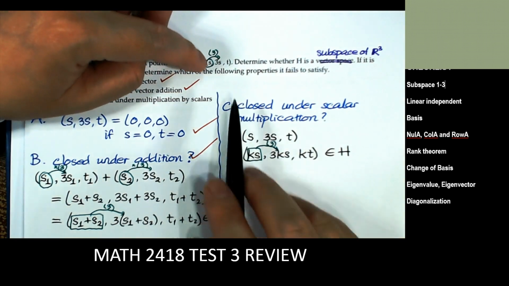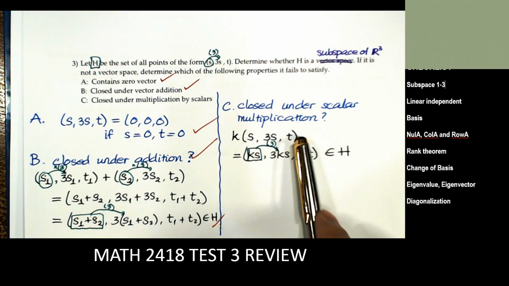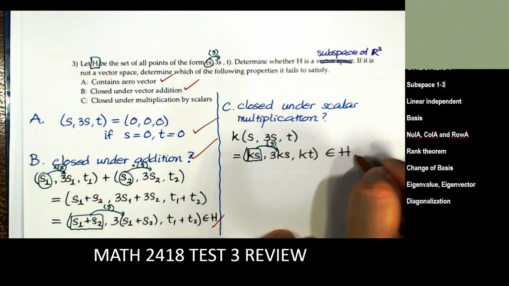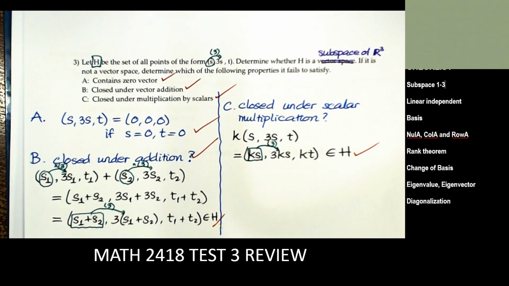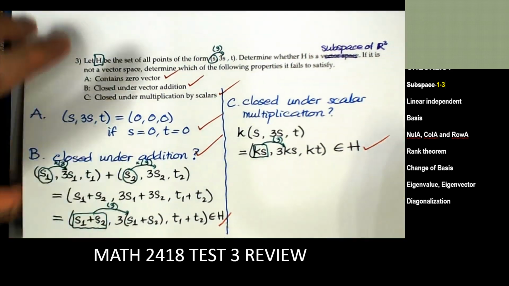So any vector that has the property that the second component is 3 times the first component is in H. So we start with a vector in H, we multiply, and we also get a vector in H. So now we satisfy that as well. Because of that, we say H is a subspace of R3. So that's the first part of the test. First topic for the test is about subspace. Again, you need to verify those 3 properties.